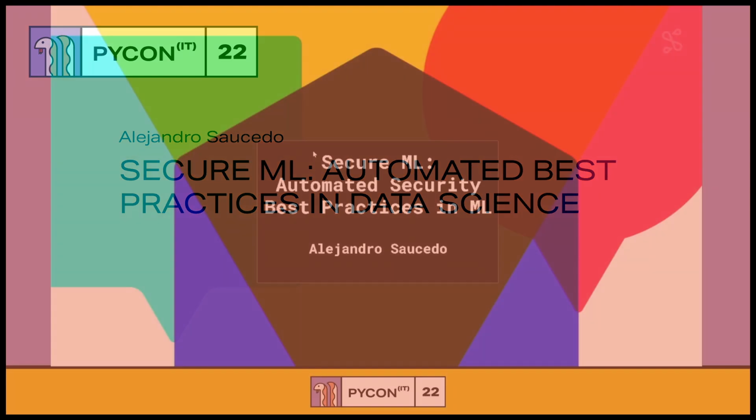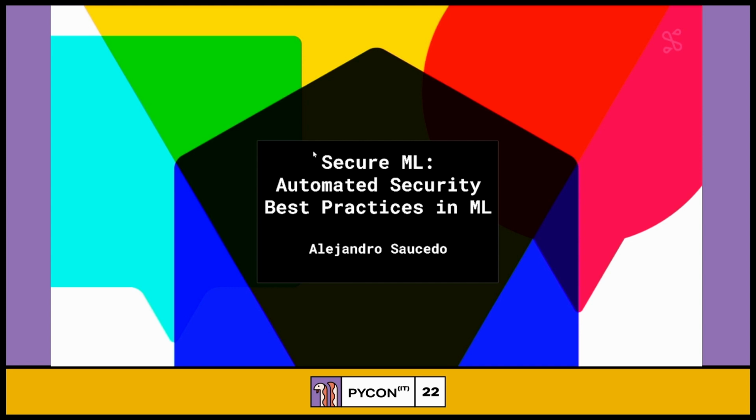So today we're here to discuss the topic of secure machine learning. And this is automated security best practices in ML.